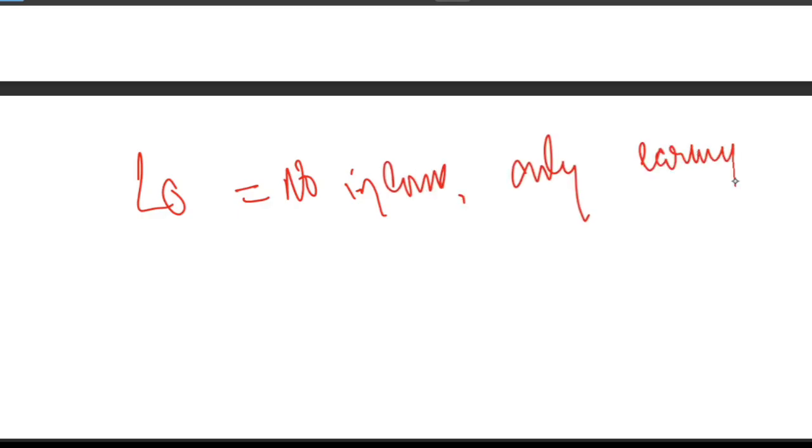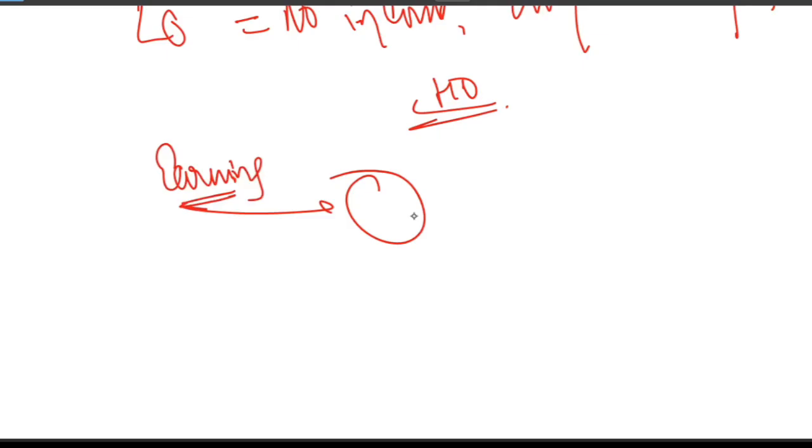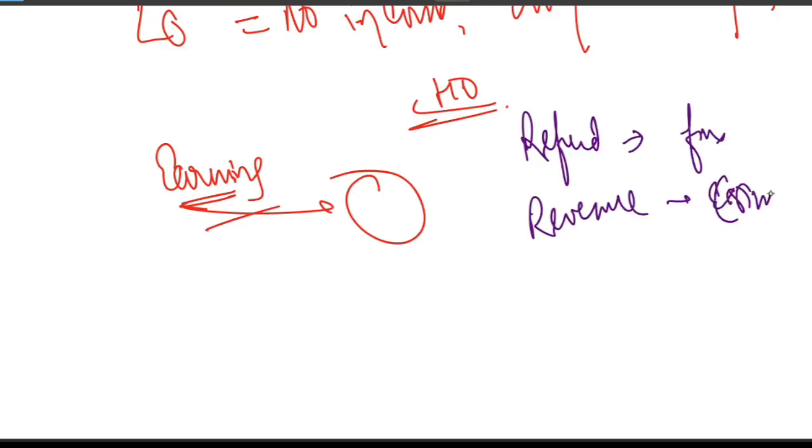So there is a trick to remember it. Let me write down the trick. LO no income, LO no income, only earning from what? Only earning from HO. If the money is coming from India as earning, it is illegal. They cannot do that. And if the money comes from head office, it is legal. So refunds are fine, revenue is crime. This way you can remember. For LO, refunds are fine, but revenue is crime. They cannot earn revenue.